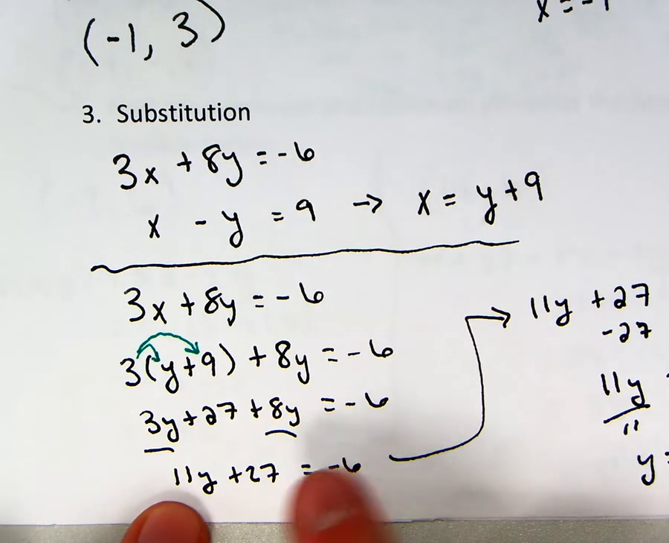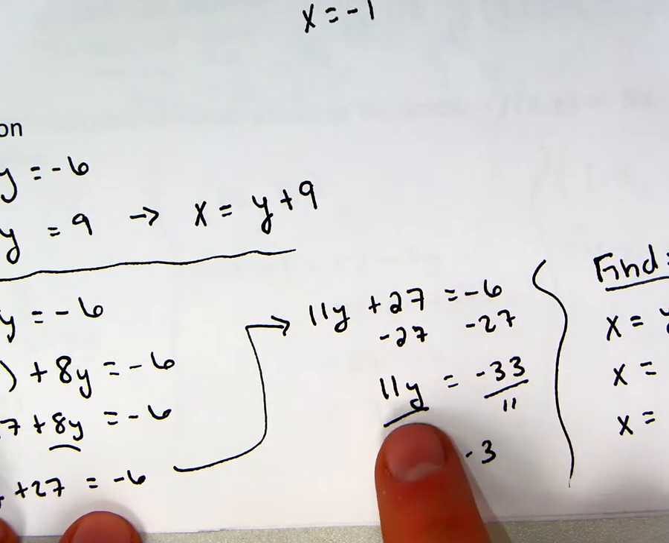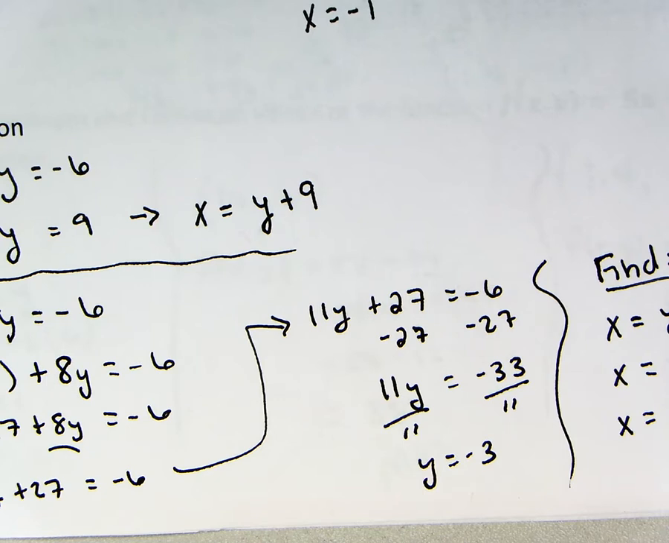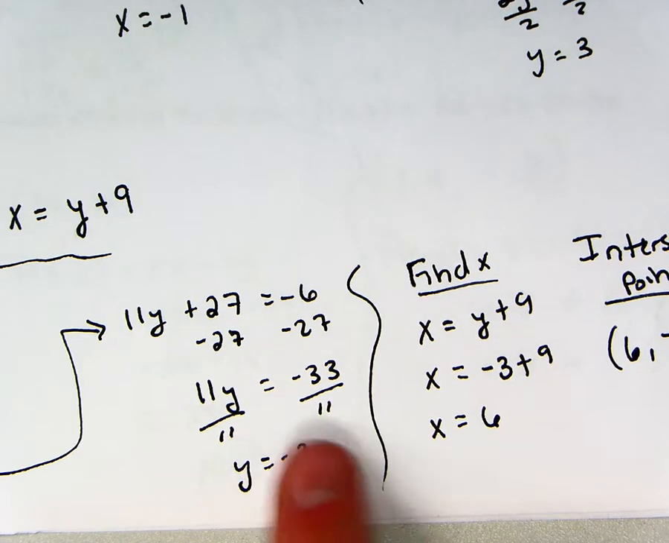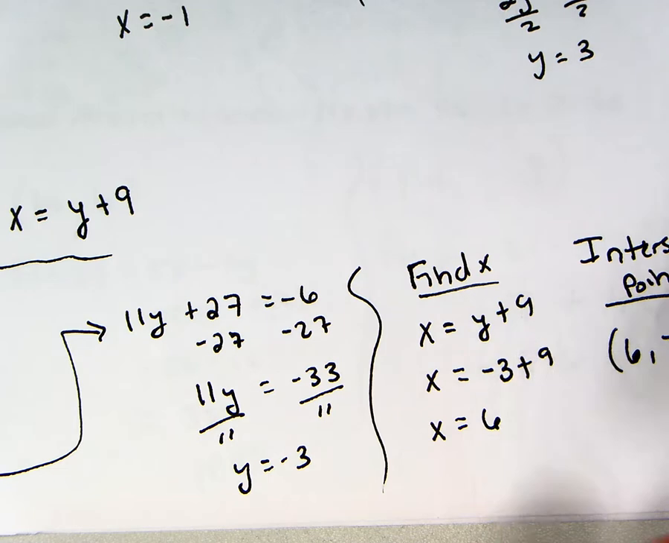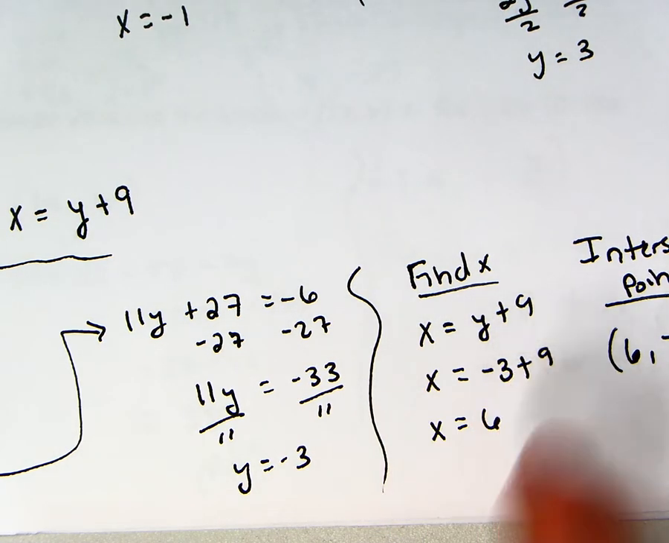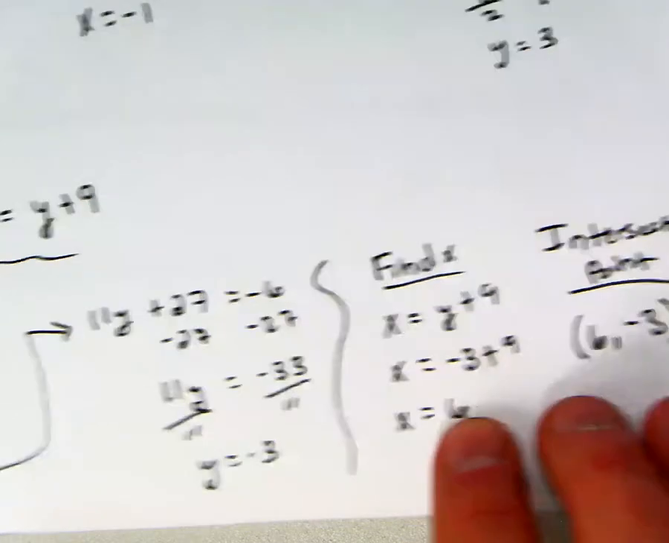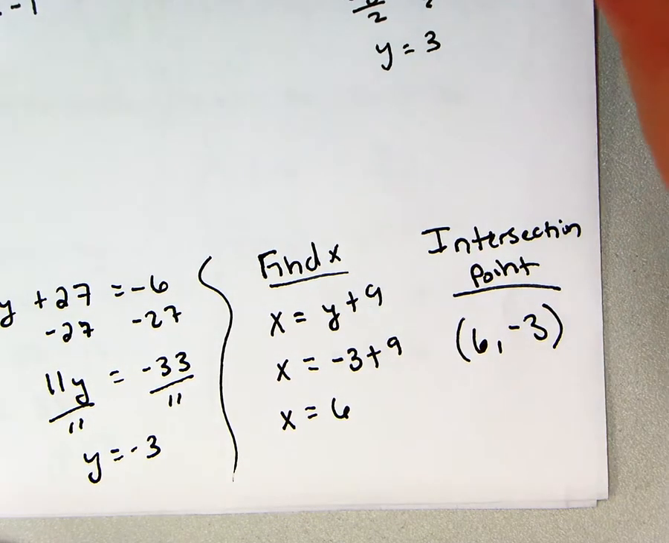Combine like terms, subtract this 27, it's right here. So I get 11y equals negative 33, divide by 11 on both sides, and I get y equals negative 3. To find x, you are just substituting what you know for y now. So you get x equals y plus 9, so x equals negative 3 plus 9, and x equals 6. My intersection point is 6, negative 3.